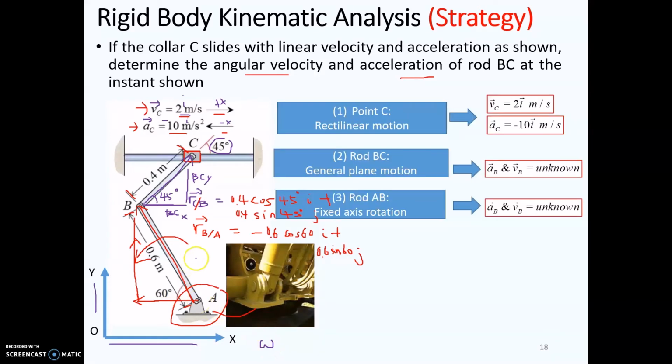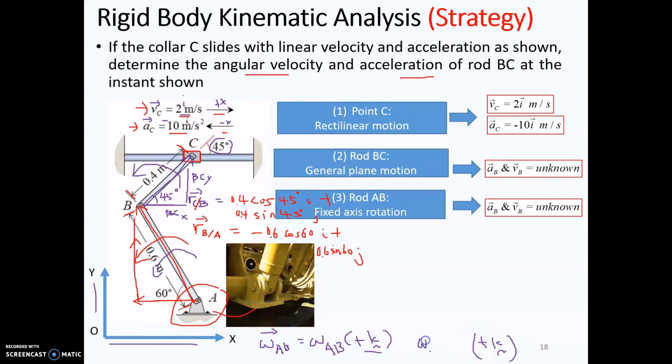Since the angular velocity at rod AB is not provided, therefore we just assume it to be omega AB in the positive k direction. So you have the rotation in counterclockwise with respect to the z direction. Therefore, we have positive k. The angular velocity at rod BC is not provided as well. Therefore, we just assume it rotates in the counterclockwise, which gives you the positive k direction.